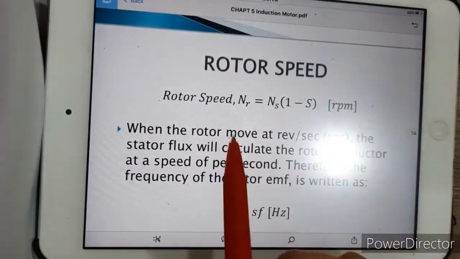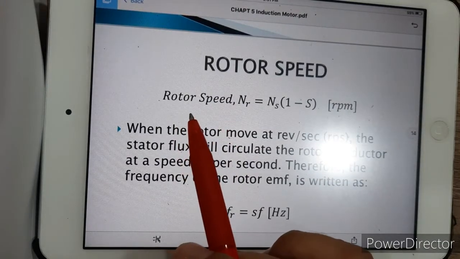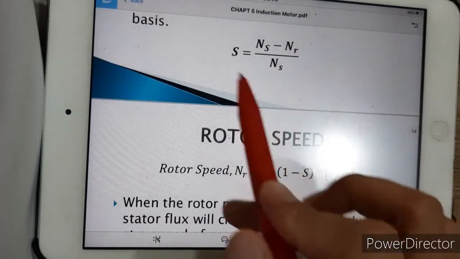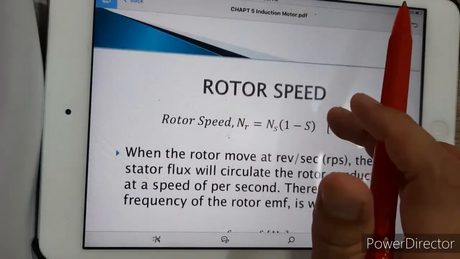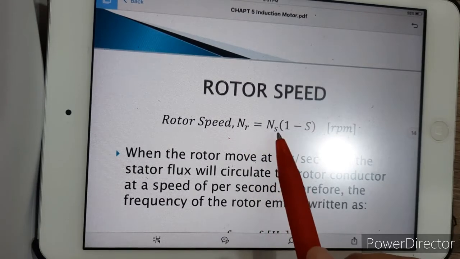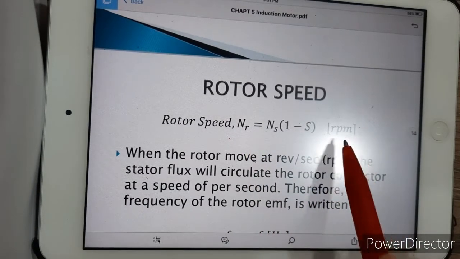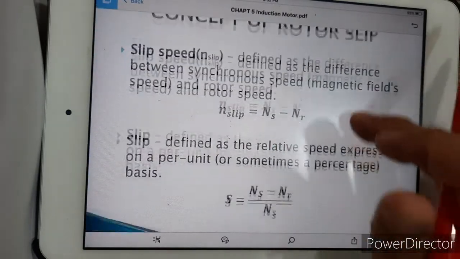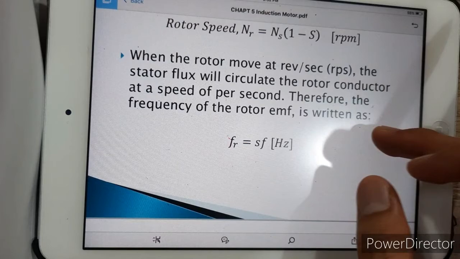And this is the formula for rotor speed. You can rearrange this formula to get the rotor speed NR. So NR equals NS times 1 minus S. The unit is RPM. For NS also, the unit is RPM, rotations per minute.